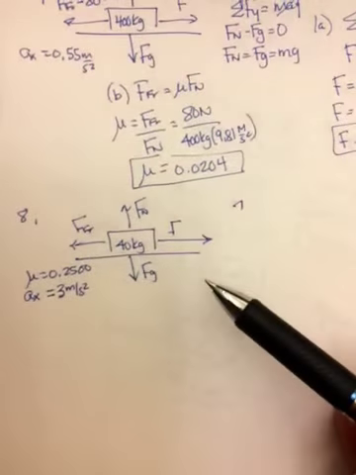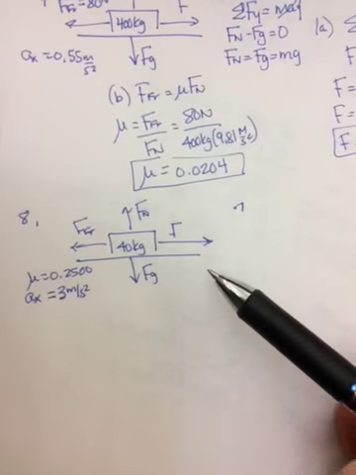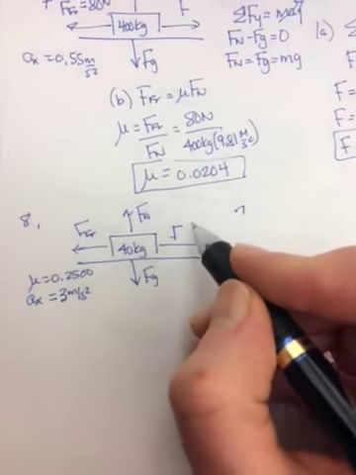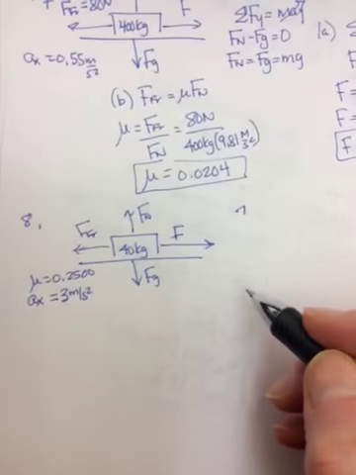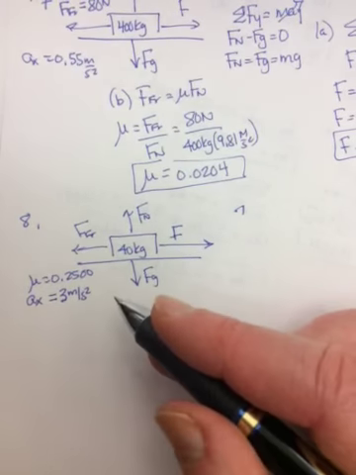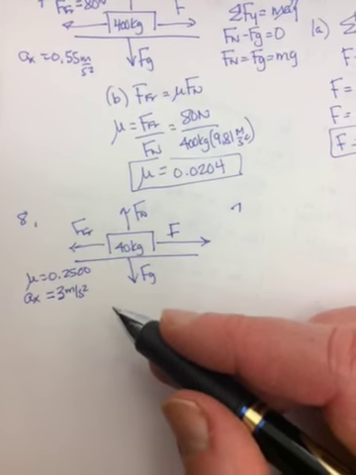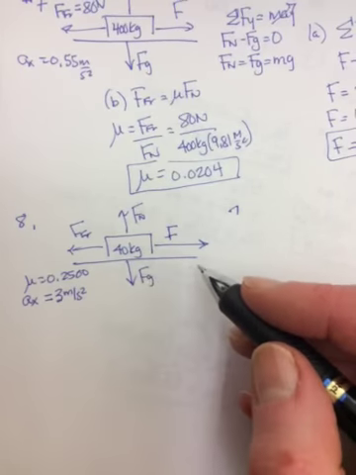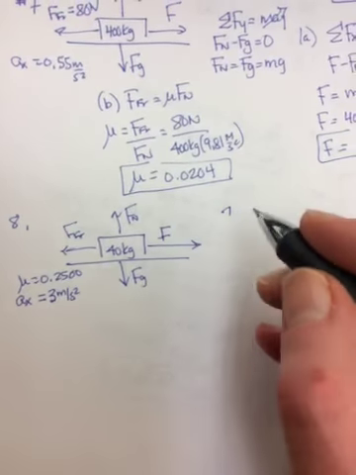So back to question number 8. A 40-kilogram box is being pushed across the floor with the force parallel to the floor. The coefficient of friction is 0.25. Acceleration is 3 meters per second squared. And it wants to know what force it's being pushed with.